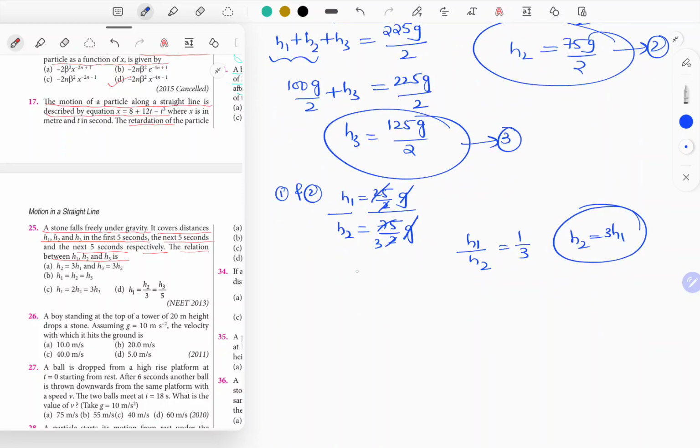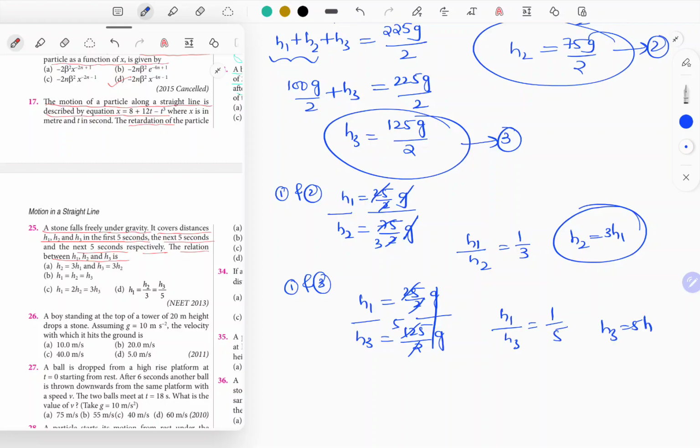Next, what about the H1 and H3 relation? Equation 1 and equation 3. H1 is 25 by 2 into g. H3 is equal to 125 by 2 into g. Take the ratio, it will get cancelled out. 25 ones are 25, 25 fives are 125. So H1 by H3 is equal to 1 by 5. Then H3 is equal to 5 times H1.